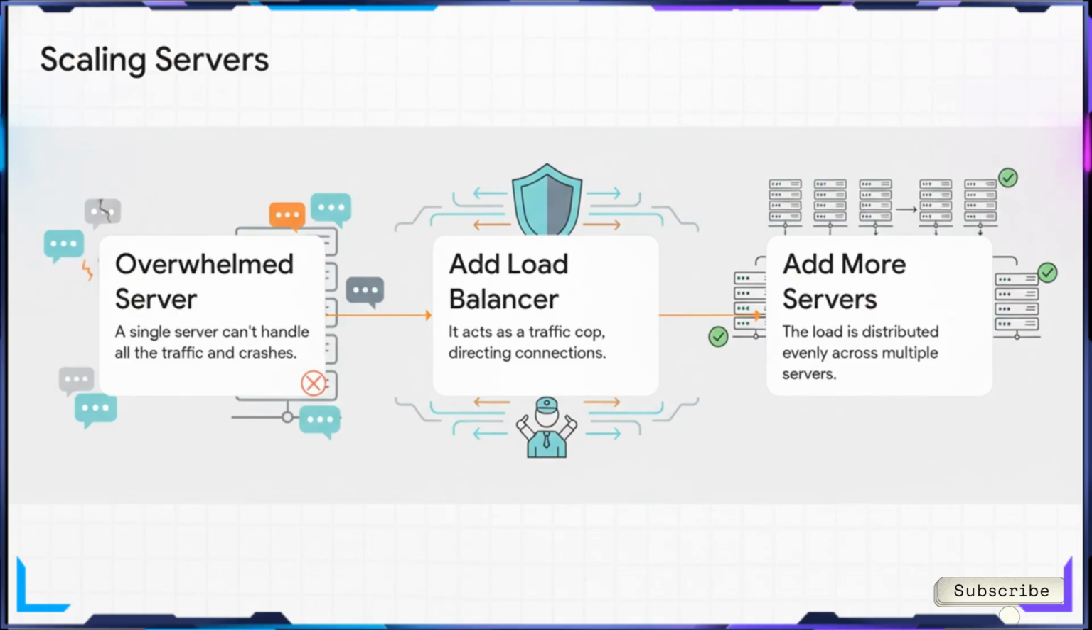Simple. We scale out. Instead of trying to build one gigantic, super powerful server, we just use lots of normal ones. But then how do you decide which user talks to which server? That's where a load balancer comes in. You put it right at the front door, and it acts like a traffic cop, looking at all the incoming connections and just directing them evenly across our whole fleet of servers. That way, no single one ever gets overloaded.